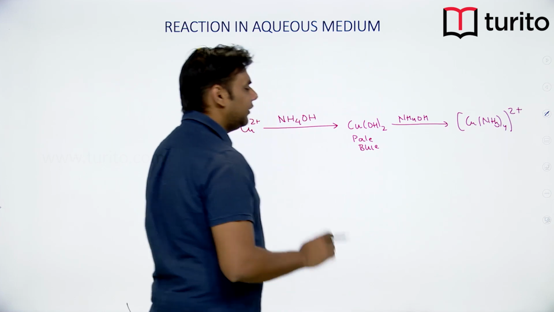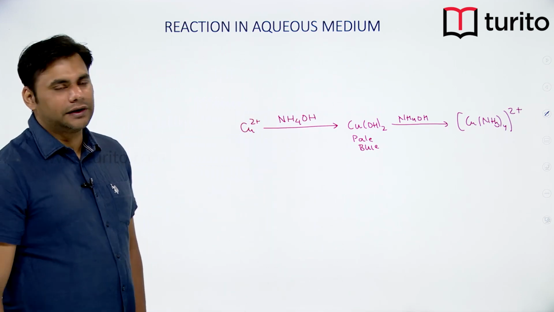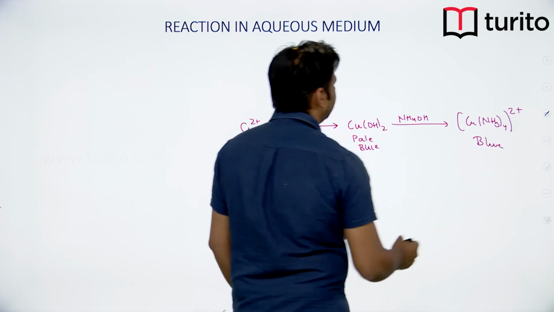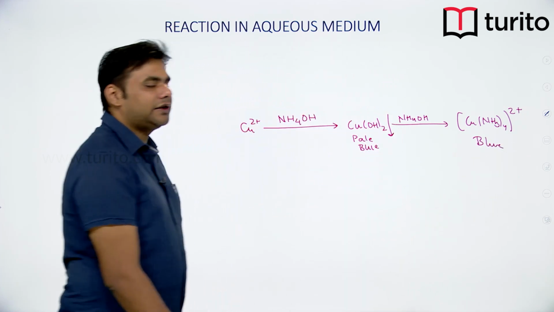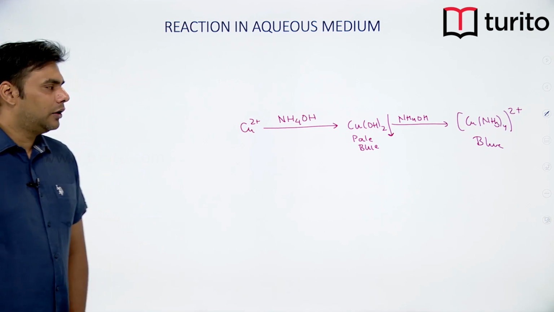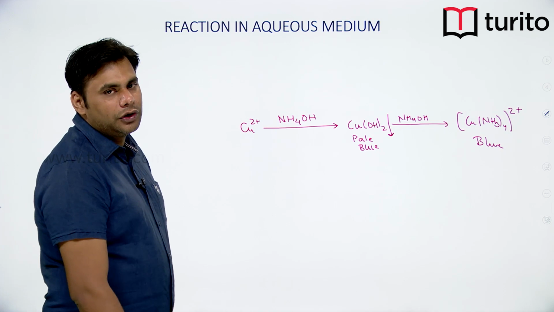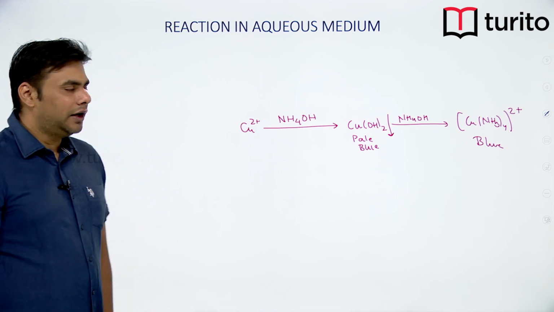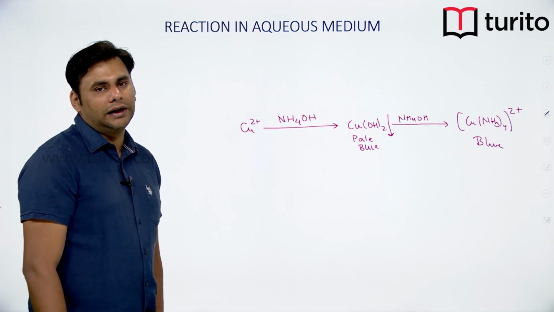Generally when the precipitate dissolves, the color disappears, but here the precipitate dissolves and we again get a blue color solution. Initially on reaction with copper 2 plus we get copper hydroxide, which has a pale blue color. On further reacting with excess ammonium hydroxide, the blue precipitate dissolves and a clear blue solution of the tetraammine copper 2 ion is formed.